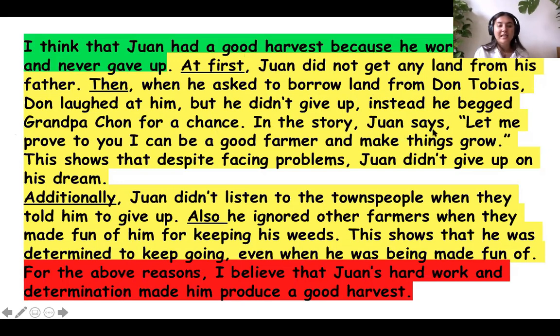In the story, Juan says, "Let me prove to you that I can be a good farmer and make things grow." This shows that despite facing problems, Juan didn't give up on his dream. Additionally, Juan didn't listen to the townspeople when they told him to give up. Also, he ignored other farmers when they made fun of him for keeping his weeds. This shows that he was determined to keep going, even when he was being made fun of. For the above reasons, I believe that Juan's hard work and determination made him produce a good harvest.